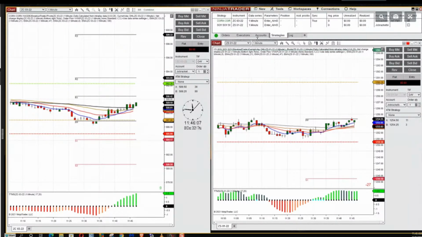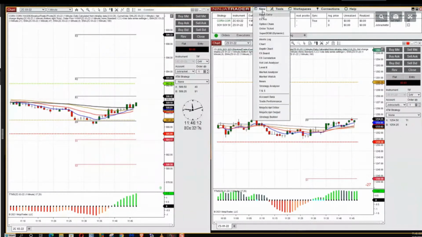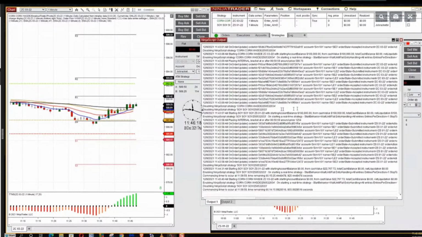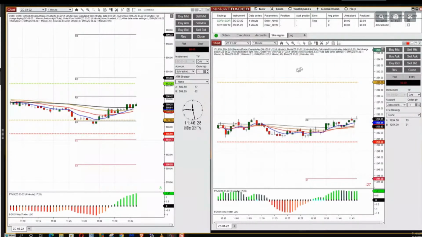And then also, very important, under New, everybody that uses our software should have New NinjaScript Output. Mine's full of text because I'm trading and it shows you everything the strategy does. Minimize that, and save it as part of your workspace so it's always open. Always, always open when you trade. That shows us everything that the strategy did.